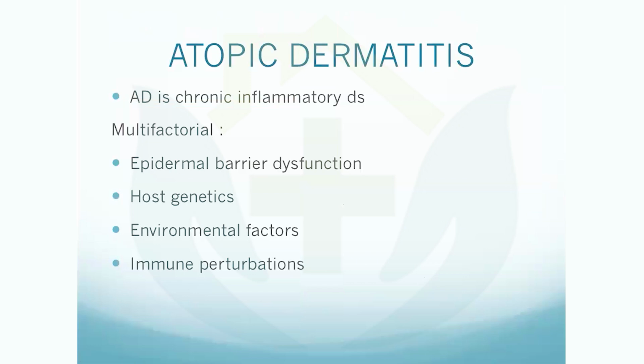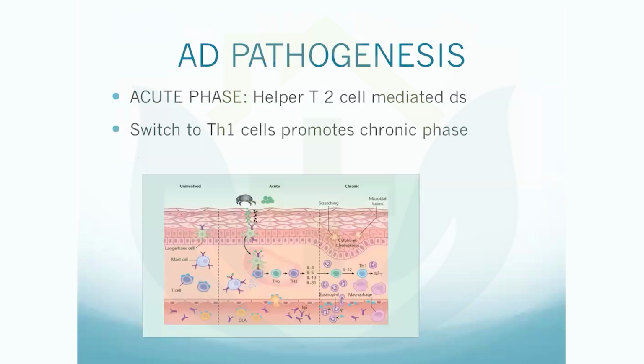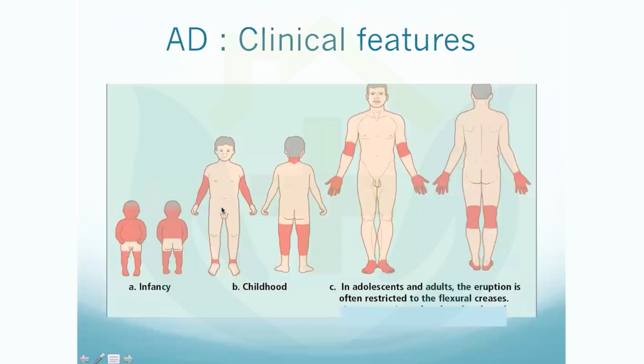So atopic dermatitis is a chronic inflammatory disease, usually because of a defect in the epidermal barrier function, host genetics, environmental factors, immune perturbations, all are involved in causing this atopic dermatitis. So in the acute phase, it is a type 2 mediated disease, whereas in the chronic phase, it switches to Th1 response. In children, the whole body can be involved. As the child grows, it localizes, and in adults, mostly over the antecubital fossa, hand, feet, and behind the popliteal fossa.